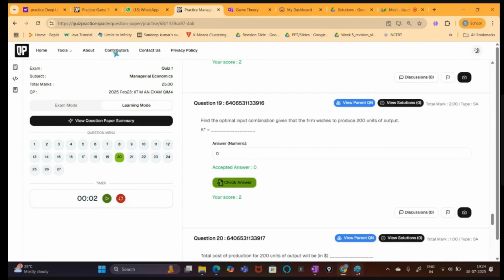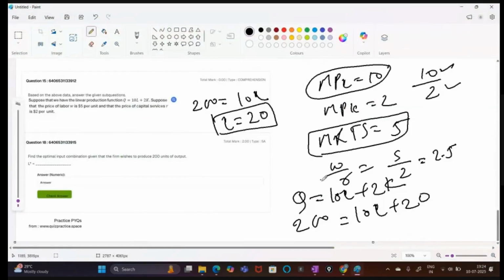Why? Because MRTS is greater than W divided by R. You have to remember this one. Whenever MRTS is greater than W divided by R, we only use labor, not the machine.